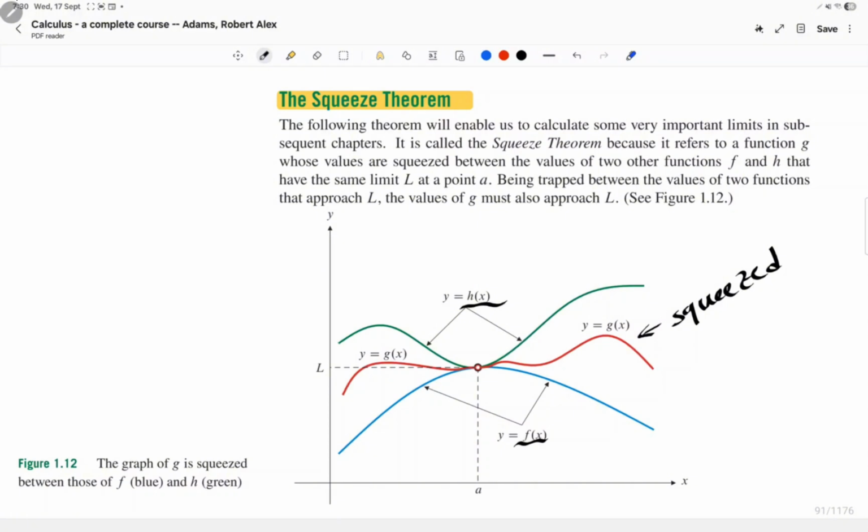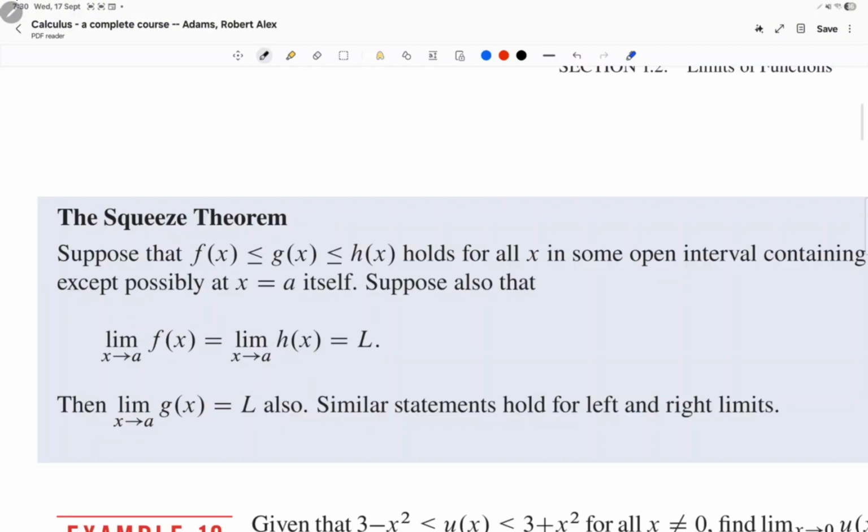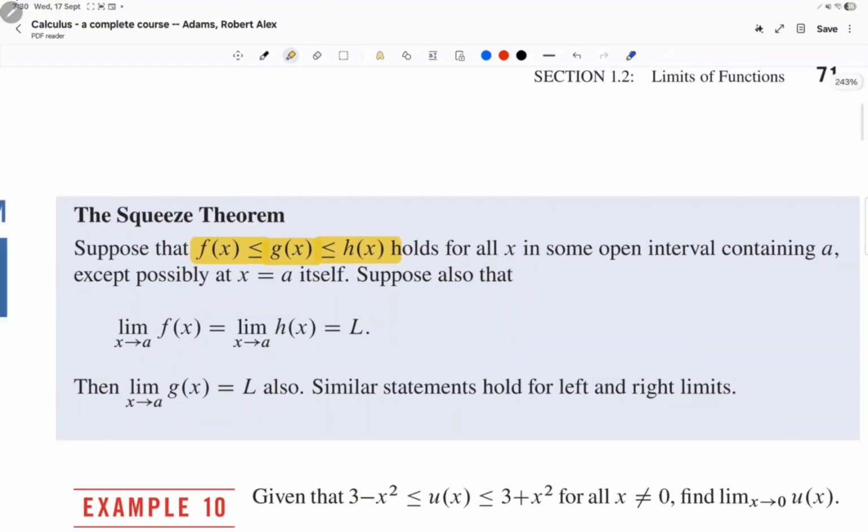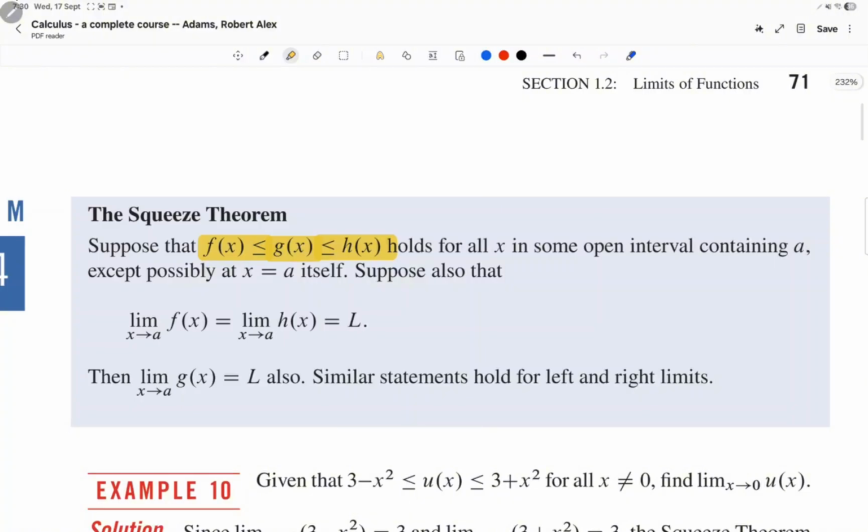Now, how would we express this in calculus terms? The function that's in the middle is bigger than or equal to what's below. g of x is in the middle, with h of x and the other one on the two sides. The limit as x approaches a for f of x is the same as that for h of x, which basically means that g is the same. So if this is approaching 2 and that's approaching 2, g will also be approaching 2. That's the idea of the squeeze theorem.